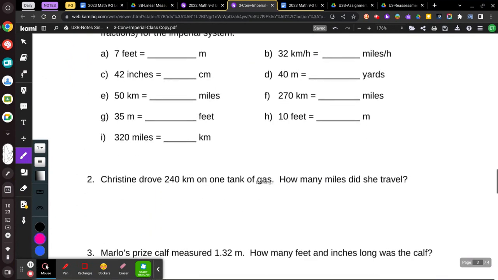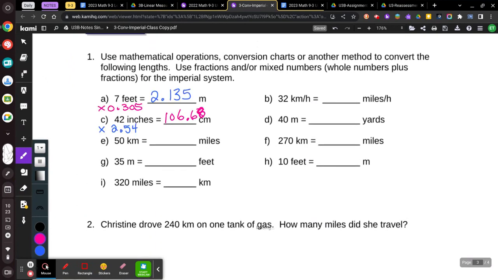All right, so on this one, we have feet, inches. Now I want kilometers to miles. So I'm going to divide by 1.61. Okay, let's do our dividing. We're going to get 50 divided by 1.61. And we're going to get 31.06 miles.